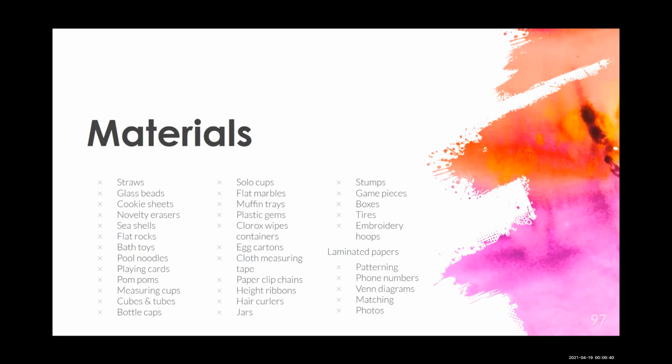Plastic gems, Clorox wipe containers that, if they are cleaned out, I feel like we're going through a lot of those right now, so those might be available to you. Egg cartons to paint the bottom of them. Cloth measuring tape, Lorinda mentioned, is another item that can be found at the dollar store sometimes. Paperclip chains, height ribbons, hair curlers, a bunch of different kinds of jars.